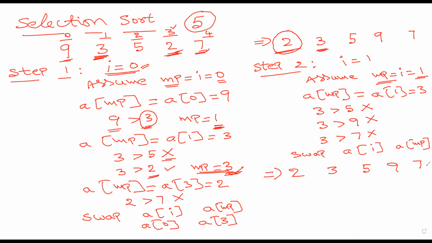Now we will take our step 3. In step 1 we started from 0, in step 2 we started from 1. Here we have to start from 2, because we have to assume our minimum value is present at the second position. The 0th position and first position are already over. Now we are starting our process from the second position.